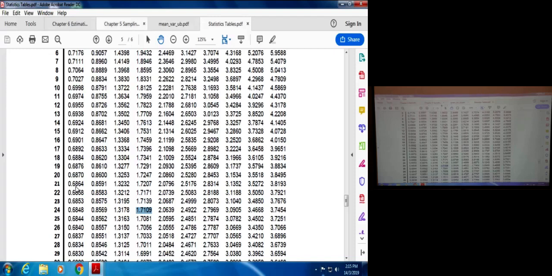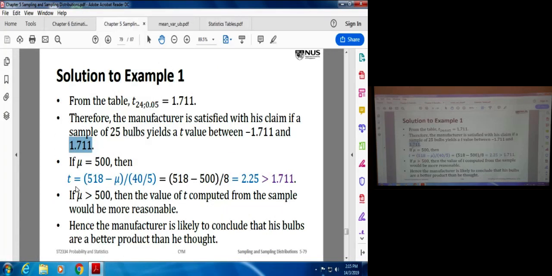So, just one more time, that's where you've got that value, and repeating myself, here this area is 0.05. By virtue of the fact that this function is symmetric, the point here, minus t, which is minus 1.711, also has a probability to the left of 0.05, and that's what he's talking about. Okay, so that's where those numbers come from.